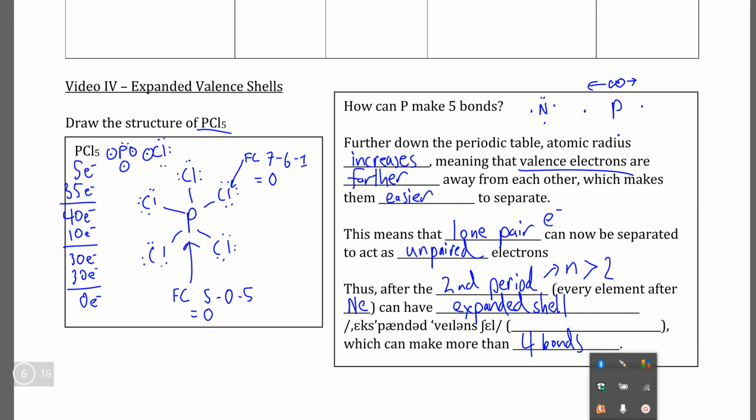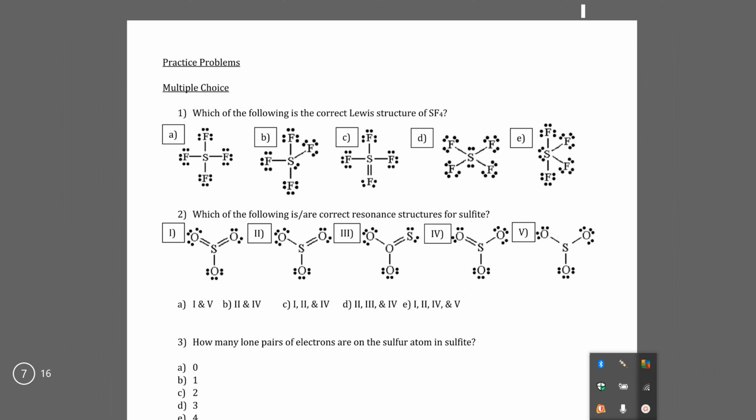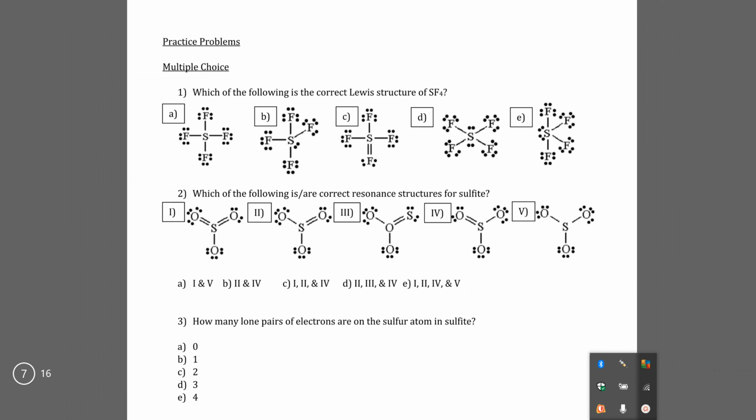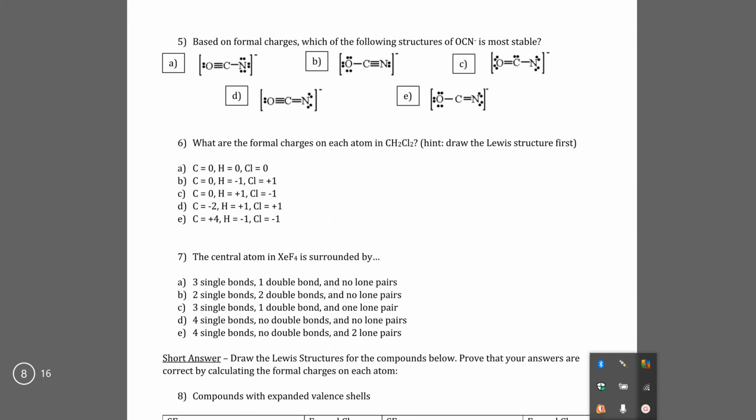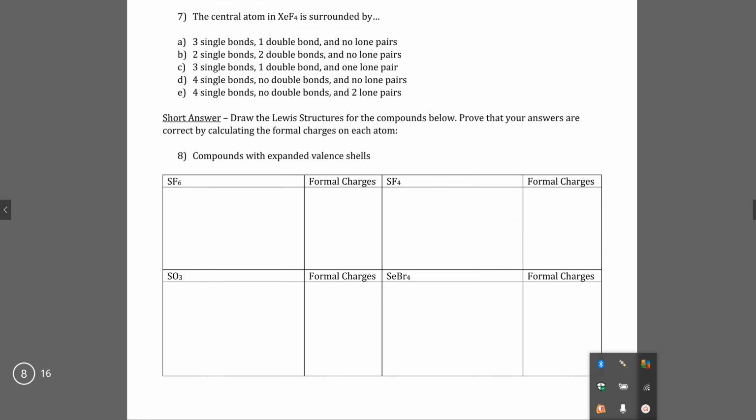Before the next video, there are ample opportunities to practice this. You can actually see that compounds like PCl5 are surprisingly common. We can actually see many examples of compounds that have more than 4 bonds. So before the next video, be sure to try all of these multiple choice and practice problems here for quick examples of other compounds that can form expanded valence shells.